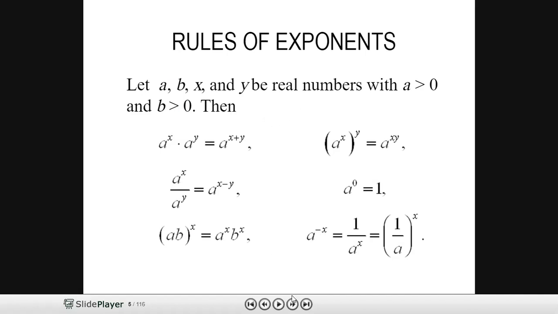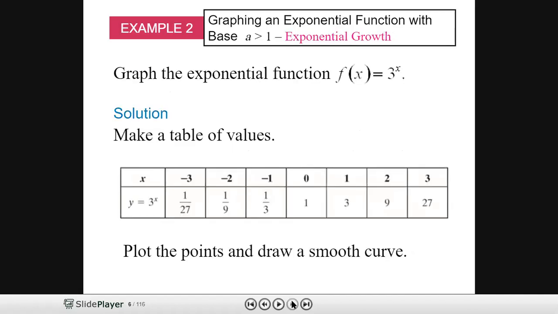Okay. So now it's a very good example: graphing any exponential function with base a greater than 1, the exponential growth. A lot of functions are given, the graphs are given, and you will have to find either their values, their endpoints, the range and the domain, the co-range and other things.